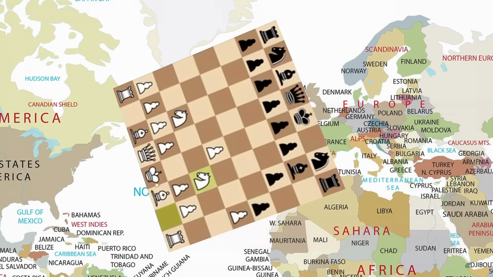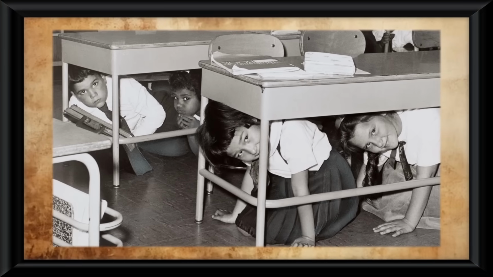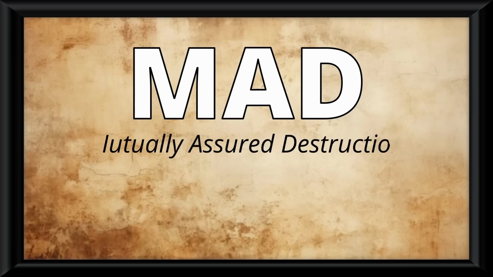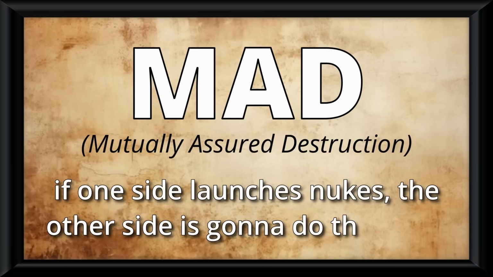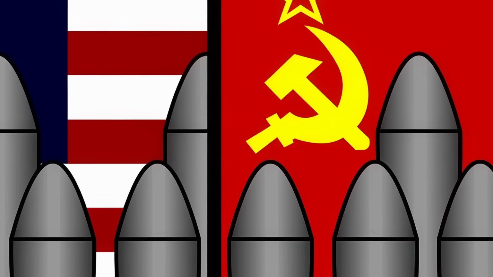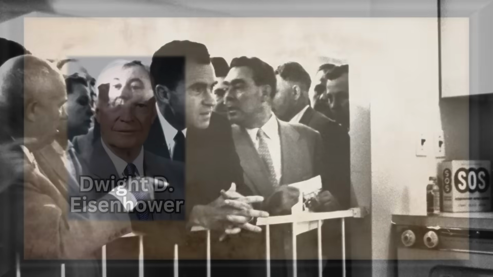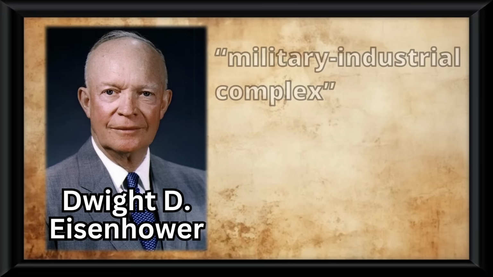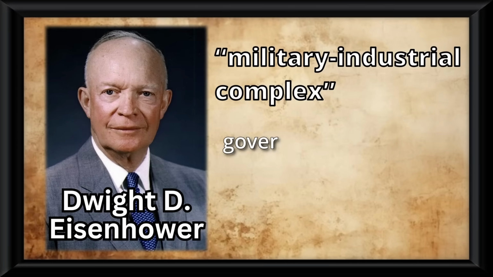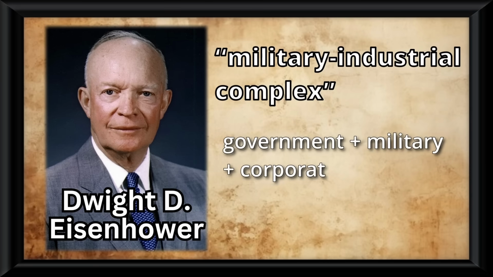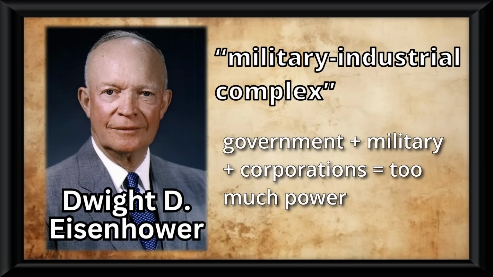But unlike a chess match, there were actual consequences. And that was the nuclear threat of a fear of annihilation. That is where a concept of MAD is declared, which means mutually assured destruction. Meaning if one side launches nukes, the other side is gonna do the same. Sure, this does prevent war, but it will also lead to a massive arms buildup, and debates around America will spark up about spending in the military. This will even lead to Eisenhower warning about the quote, military-industrial complex, where he warned that government plus military plus corporations held way too much power in the United States.